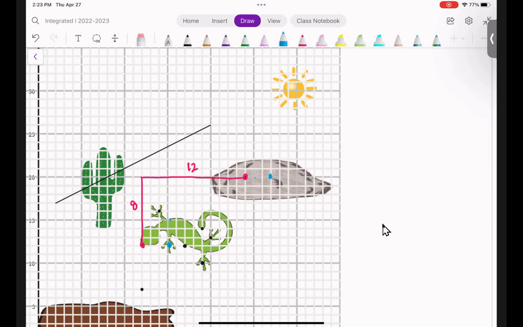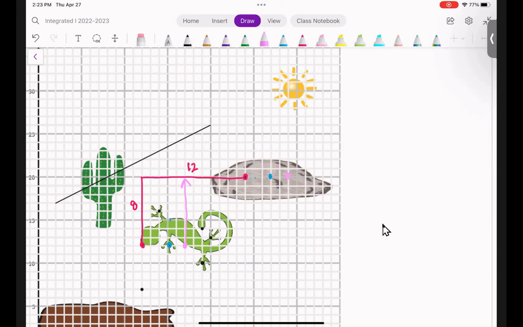The next point I'm going to choose is this point right here, his belly. And then again, he's going to go up 8. If you don't know what I'm doing, I'm just counting this way, 8. And then I'm moving over 12. So here's 3, 8, and 12. So that's where his belly would be right there.